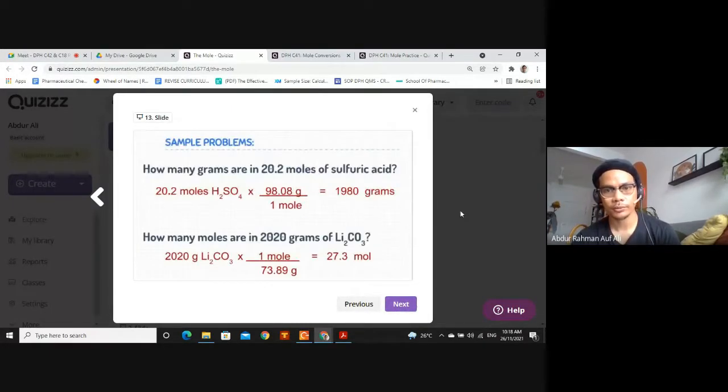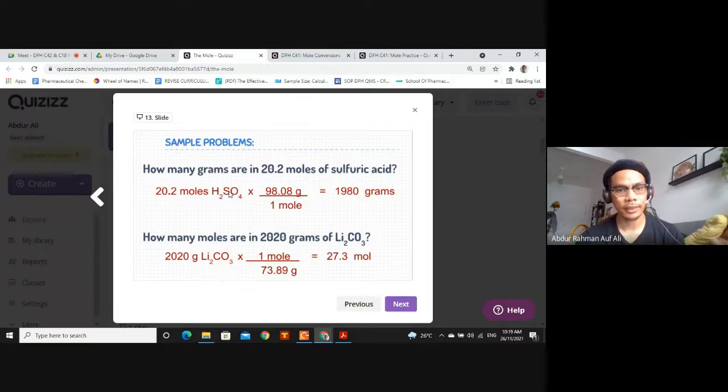Oh, sorry. So in this question, in this slide, dia bagi an example lah. How many grams are in 20.2 moles of sulfuric acid? So based on the formula tadi, kita ambil 20.2 mole of sulfuric acid darab dengan dia punya molecular mass. So how do we get the molecular mass? Sulfuric acid terdiri daripada 2 atom hidrogen. So tengok periodic table, hidrogen berat dia berapa, darab dengan 2.